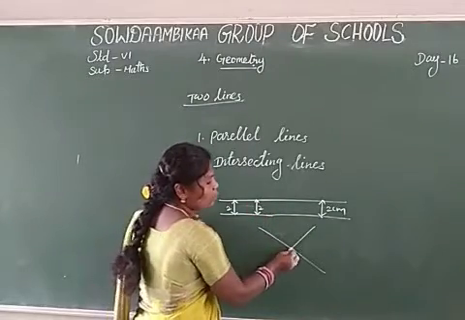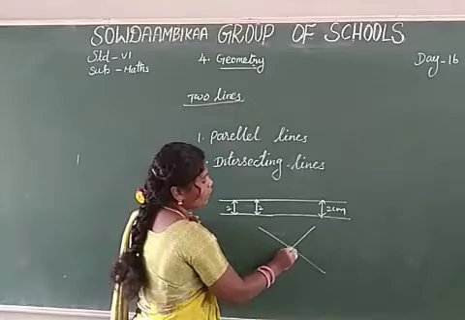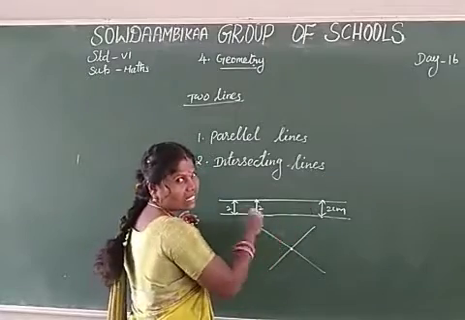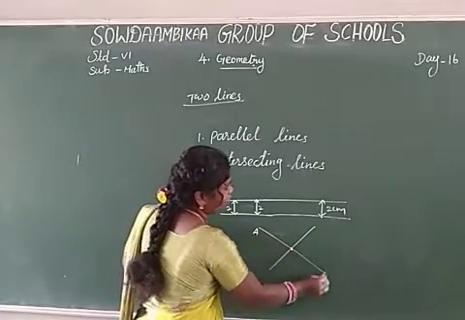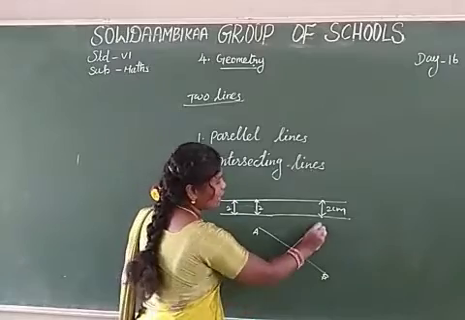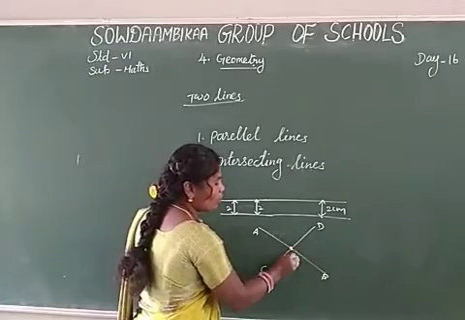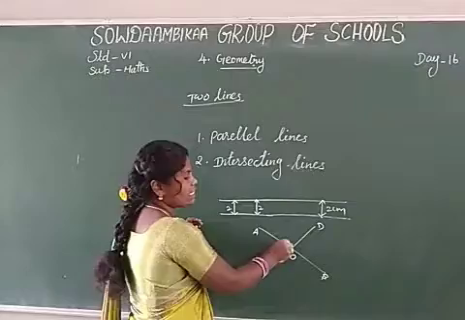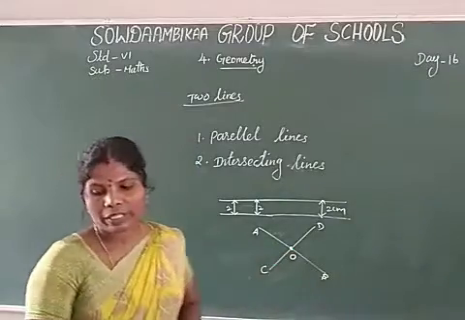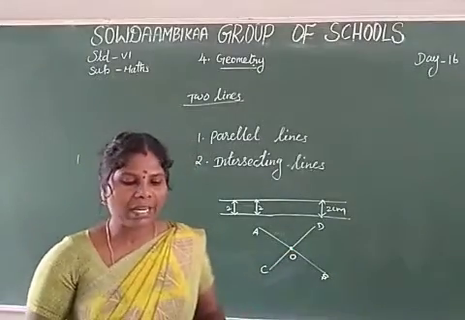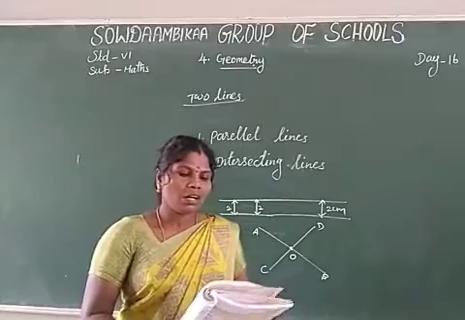But intersecting lines meet at one point. This is intersecting, because this is A, B, one line, and this is C, D, another line. They meet at one point. It's O. It's the intersecting point. So take page number 84, Two Lines.